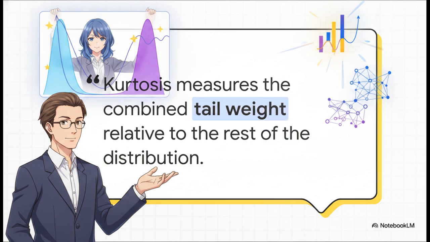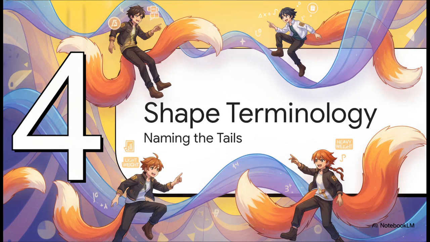It actually measures the probability of extreme values, meaning how often the distribution produces wild outliers compared to a normal bell curve. Let's move to our next section and see how this builds into the specific terminology we use to describe these crazy shapes. All right, Section 4, the statistical shape terminology.